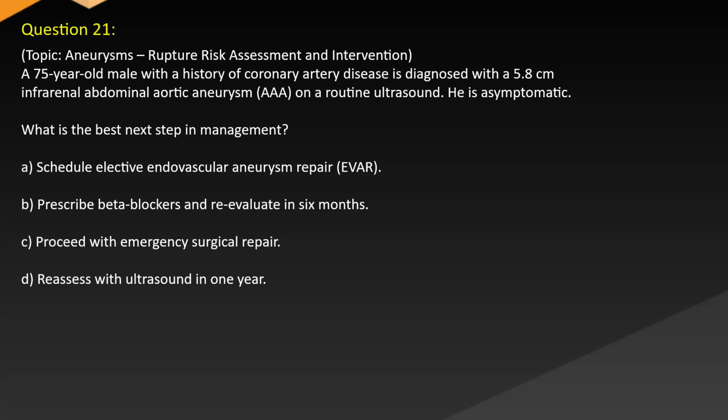A. Schedule elective endovascular aneurysm repair, EVAR. B. Prescribe beta blockers and reevaluate in 6 months. C. Proceed with emergency surgical repair. D. Reassess with ultrasound in 1 year.